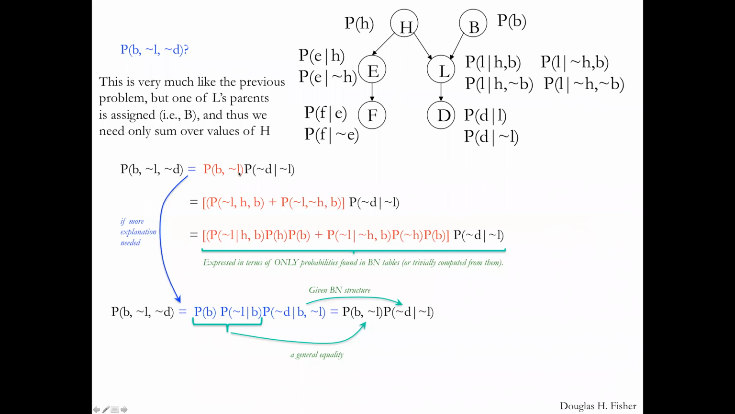The probability of B and not L is going to be the probability of B and not L paired with H plus the probability of B and not L paired with not H. And again, this would give me a set of terms that are only in terms of probabilities found in the BN tables. If you need a little bit more explanation here about this equivalence, then you can look down here at the slides later.